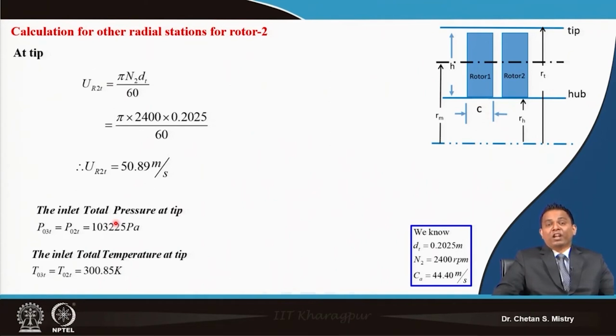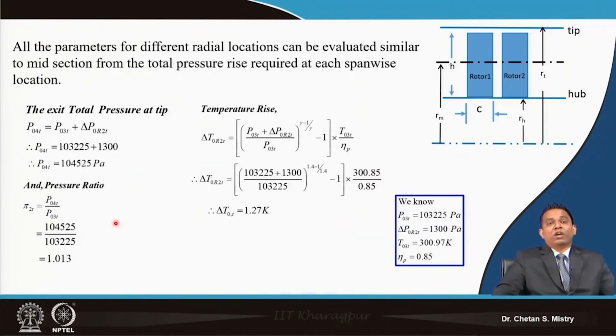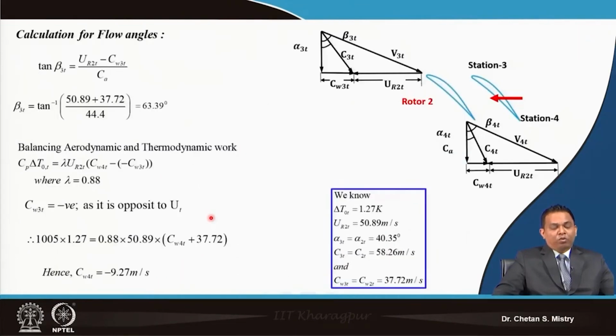Now, once this pressure and temperature are known to us, we can calculate my pressure ratio at the tip, and that is coming 1.013. My temperature rise delta T0 at the tip is coming 1.27 Kelvin. Okay. Now, based on all this calculation, later we will calculate the blade angles or relative flow angles. So, my beta 3 at the tip is coming 63.39.